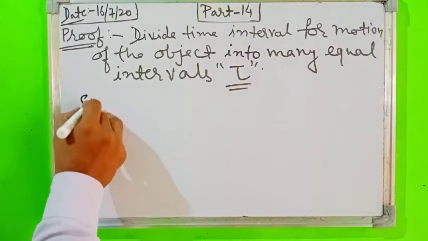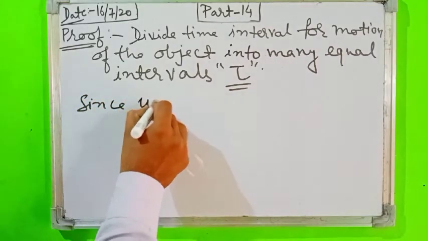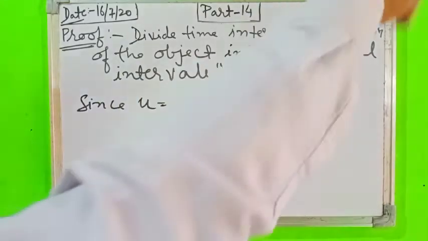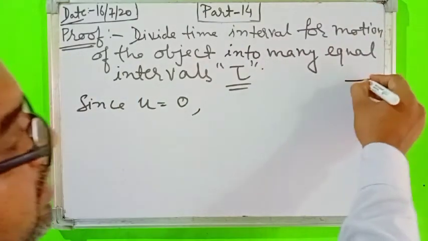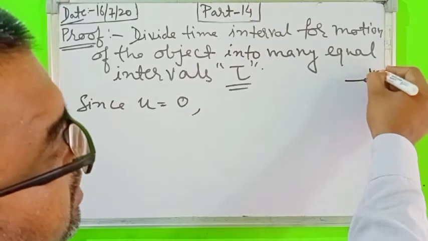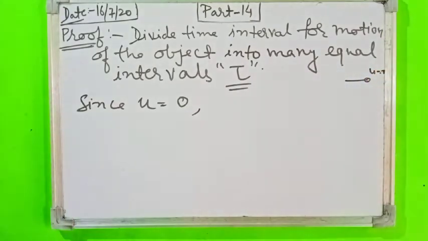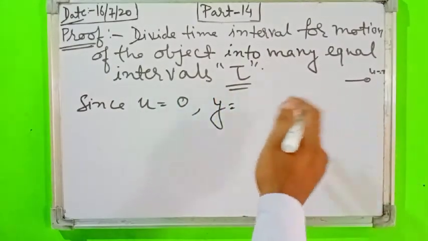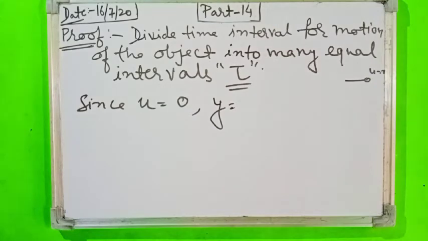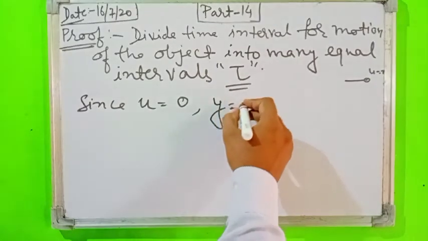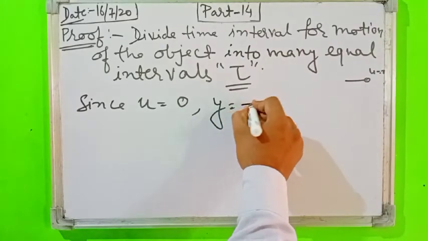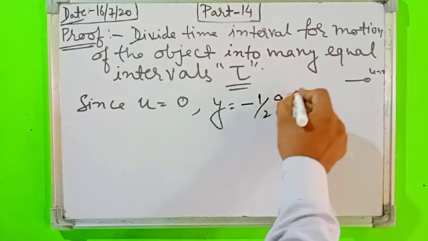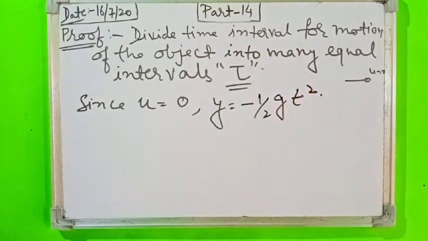Since the initial velocity u is equal to 0, since the object is falling from here to here, the distance covered y is given by s is equal to ut plus half at square. So ut is 0, and it becomes half gt square.